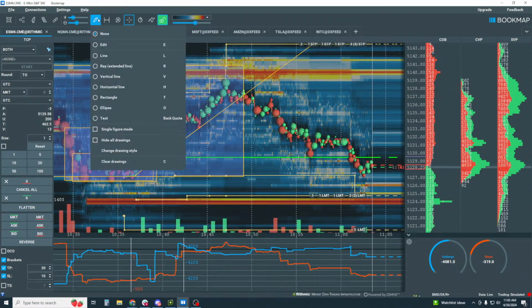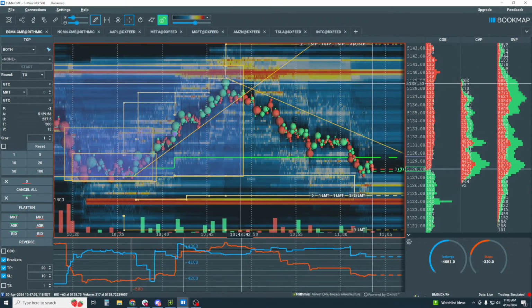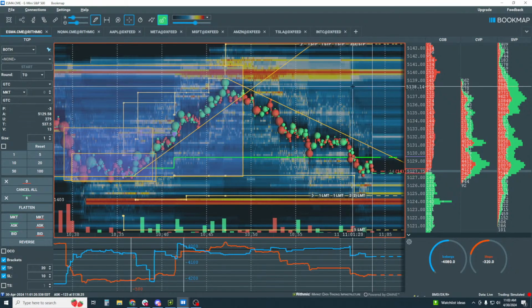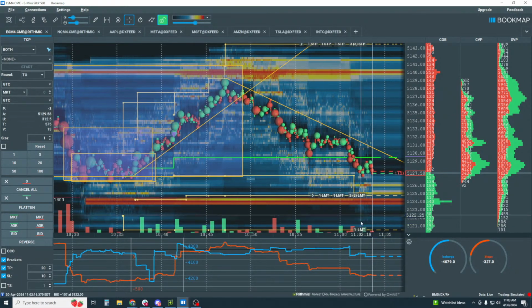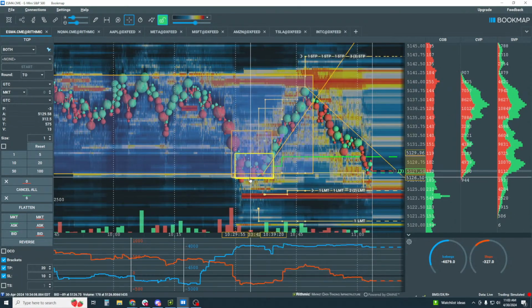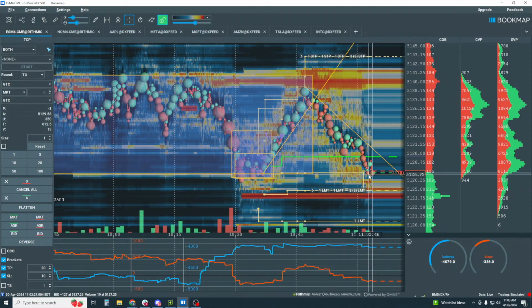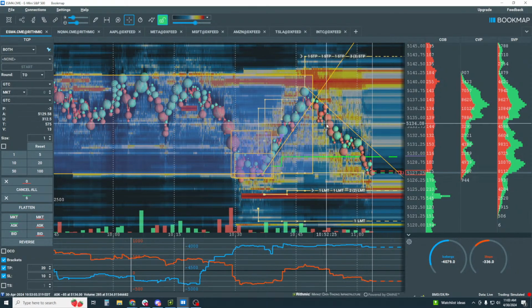Again, we're going to stick with this bigger picture plan. And we're looking for sellers. They've tested down here. We're looking for them to test further, explore.